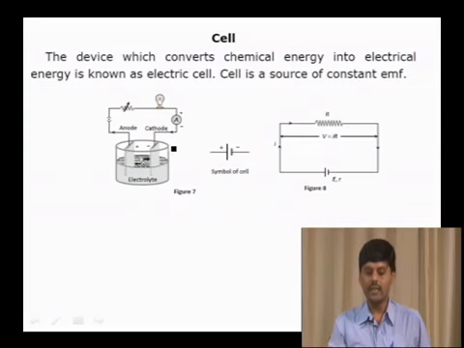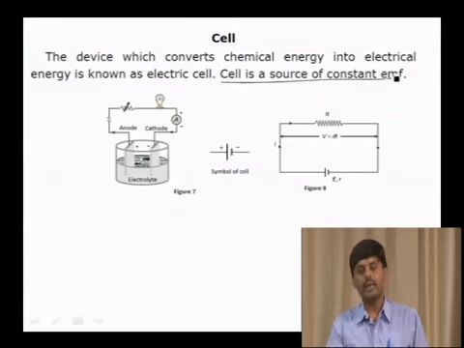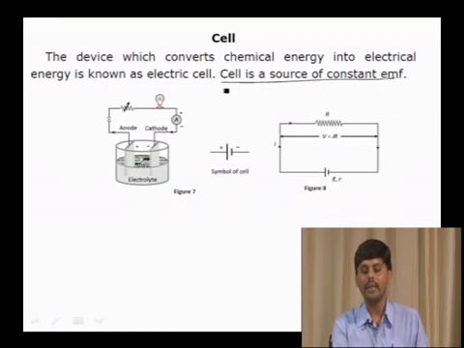Next we will move on to the next concept, called a cell. A cell is a device which converts chemical energy into electrical energy, known as an electric cell. A cell is a source for a constant supply. What is the meaning of constant supply? We take connections for home applications, and there the voltage is fluctuating. For some experiments we require a constant flow of voltage. In such cases, we need this type of cell. Throughout the experiment, they supply a constant EMF. Therefore, many experiments need cells.